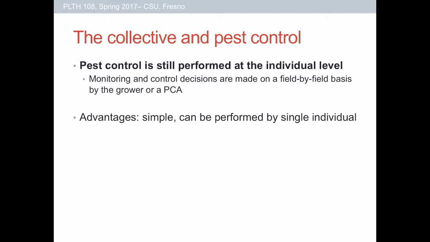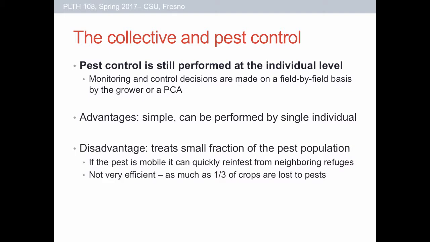And while this is very easy, it's maybe not the most efficient way to address pest problems. Right, so as an advantage, it's simple and can be performed by a single individual. But on the flip side, the real disadvantage is that when you're treating an individual field, you're only treating a very small fraction of the total pest population. You're basically getting rid of whatever's feeding on your crop, but if that pest is living in the weeds around your field or is over in the neighbor's field, you're not taking care of them.